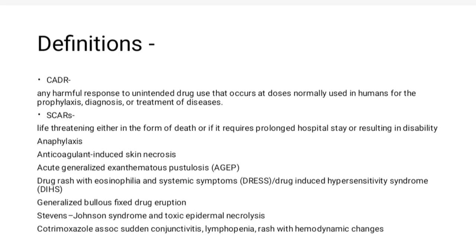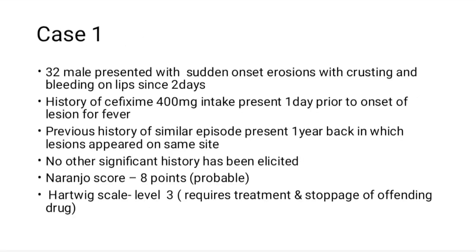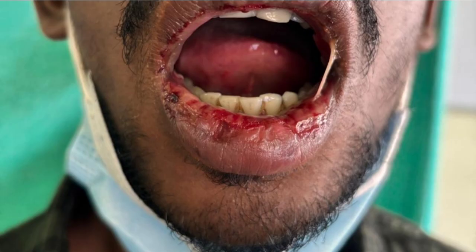So my first case would be a 32-year-old male presented with sudden onset erosions with crusting and bleeding on lips since 2 days. History of cefixime 400 mg intake 1 day prior to onset of lesion for his fever. Previous history of similar episode 1 year back in which lesions appeared at the same site. No other significant history has been elicited. Naranjo scale was 8 points, that means probable, and Hartwig scale showed level 3, that requires treatment and stoppage of offending drug. So this is the picture showing erythematous erosions and crusting.